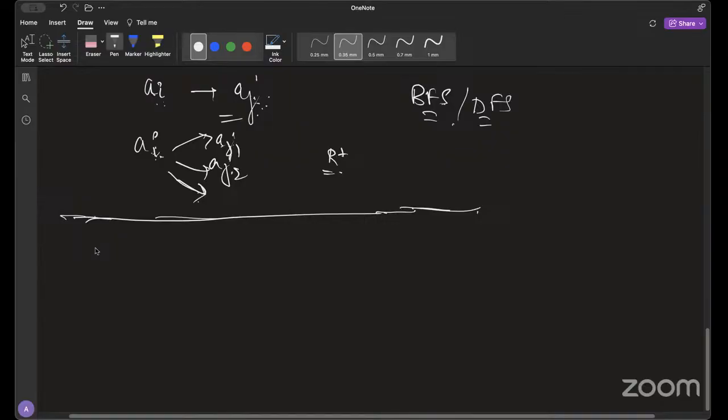That's all that you need to know about this thing. And then we have the matrices for it. And we'll see how to make the adjacency matrix for this R plus thing as well. We'll come to that in a while.